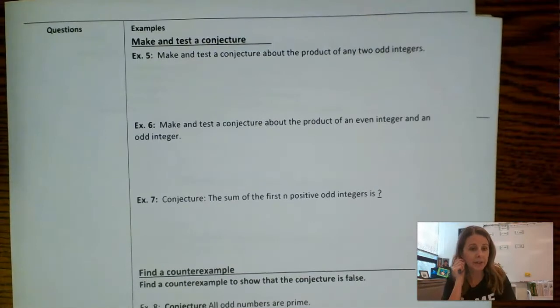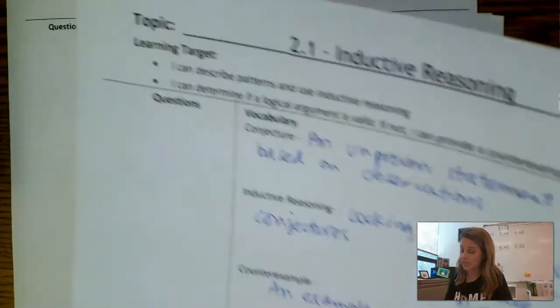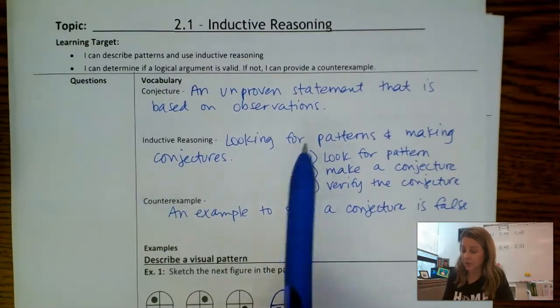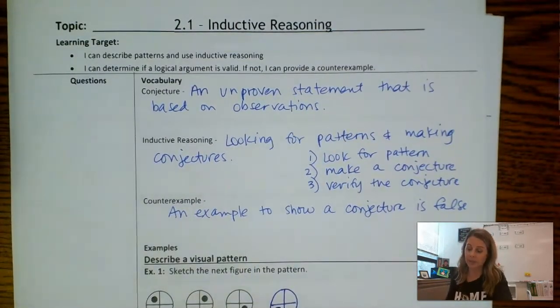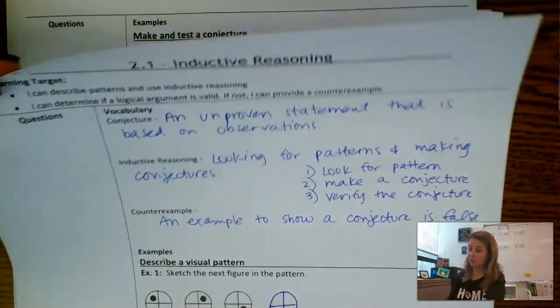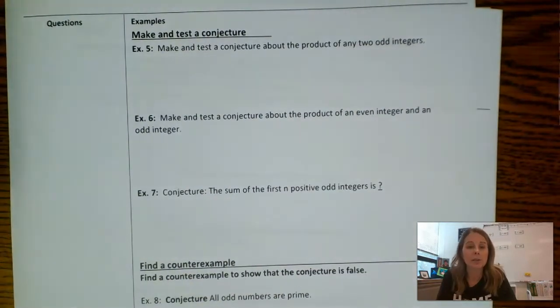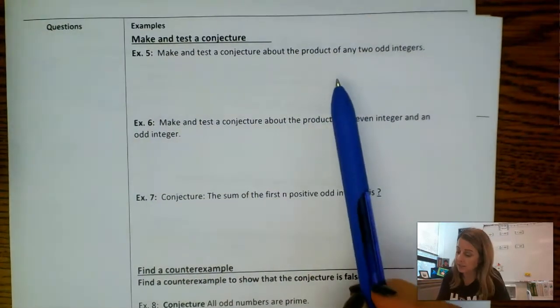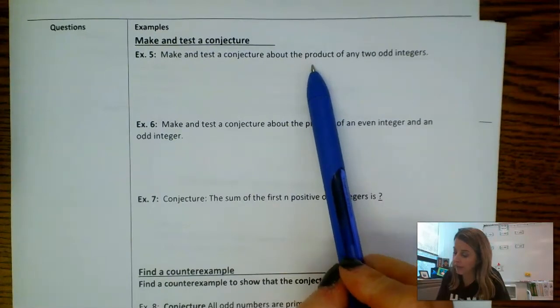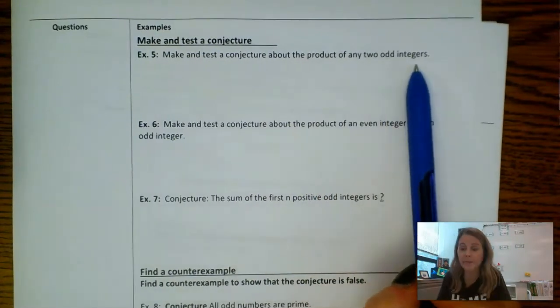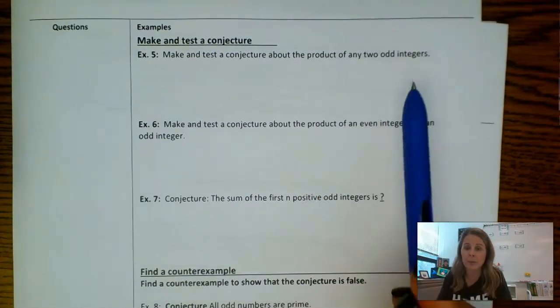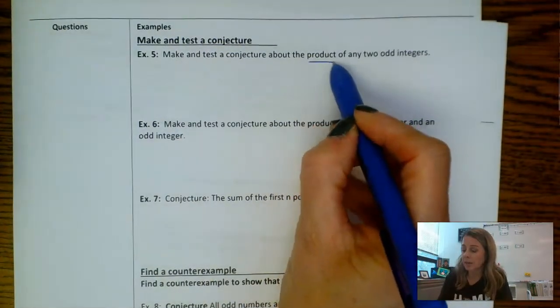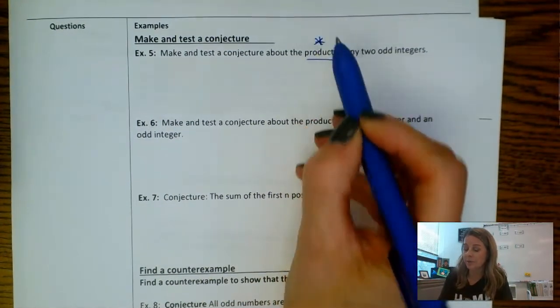All right, number 5, 6, and 7. So we are going to make and test a conjecture. So remember a conjecture is just an unproven statement that's based on what we observe. All right, so what we just did were number patterns. So this one says we are coming up with a conjecture about the product of any 2 odd integers. So product, you're thinking multiplication.